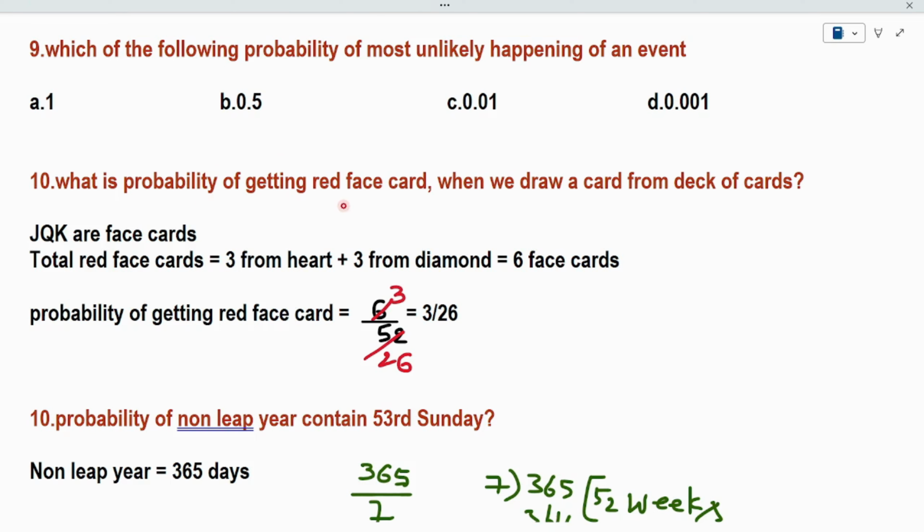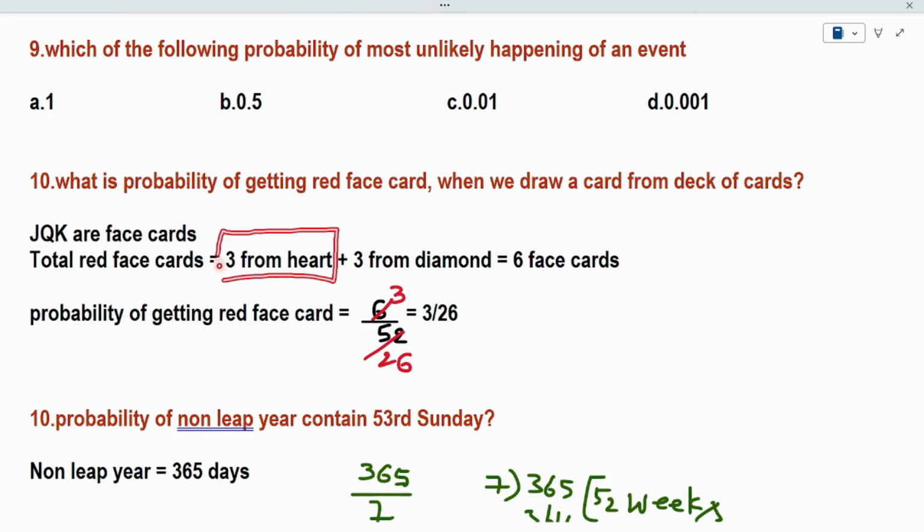What is the probability of getting a red face card when we draw a card from the deck of cards? We know that we have a total of 52 cards in the deck. So that's my total possibilities. We need to find the probability of getting the red face cards, so we need to find the event first. How many red face cards do I have? I need to find that out now.